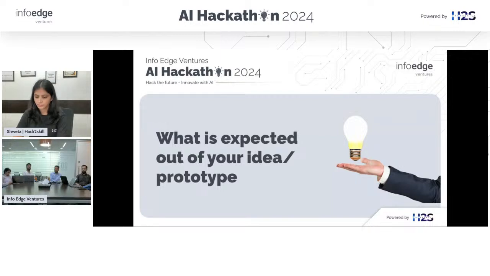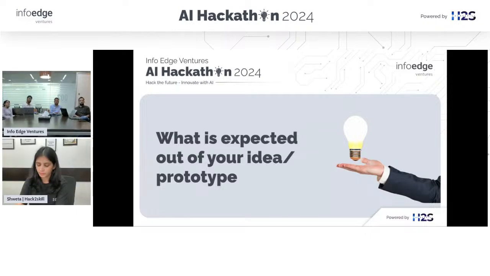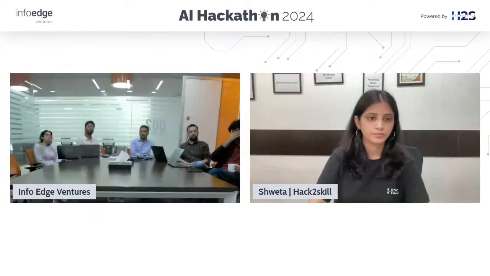Secondly, we acknowledge that the amount of time that you have is fairly short. In that amount of time, what we'll try to look for is, have you come up with an idea or a prototype that seems to be solving that problem? Does that approach make sense?